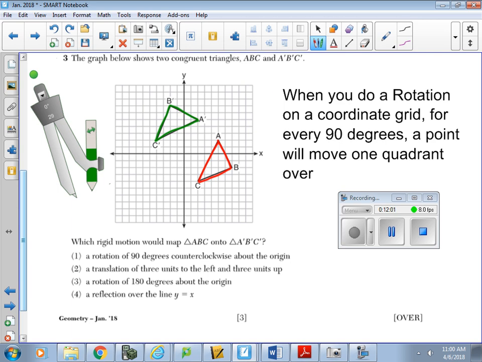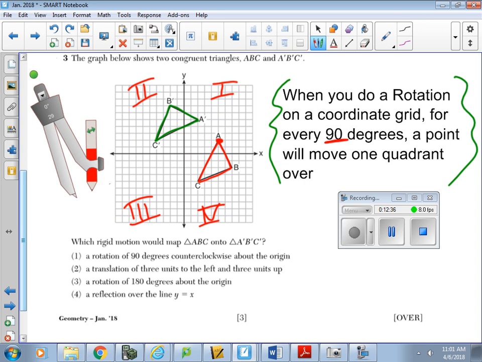I want you to write down these notes right here. When you do a rotation on a coordinate grid, for every 90 degrees, a point will move 1 quadrant over, okay? So write that down, okay? But listen to what I'm saying here. Remember your quadrants are 1, 2, 3, and then 4, right? Those are your quadrants. So right now, point A is in quadrant 1.